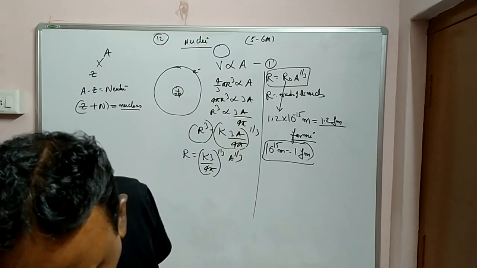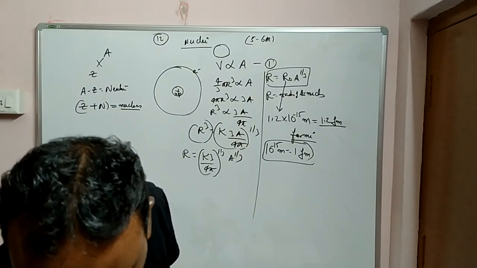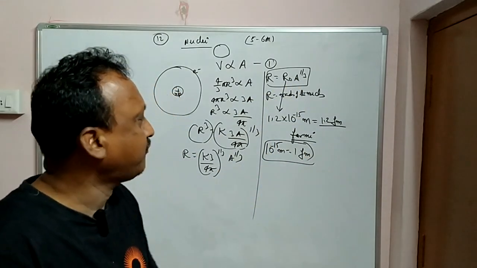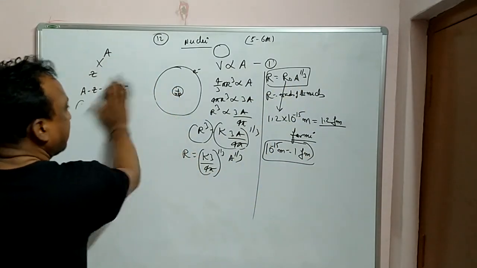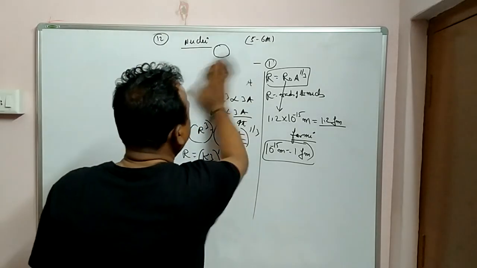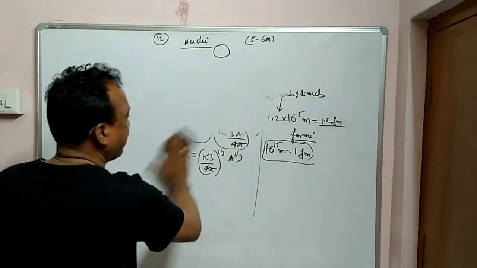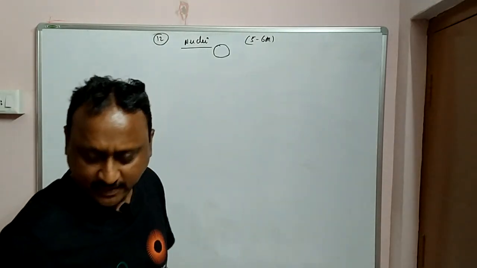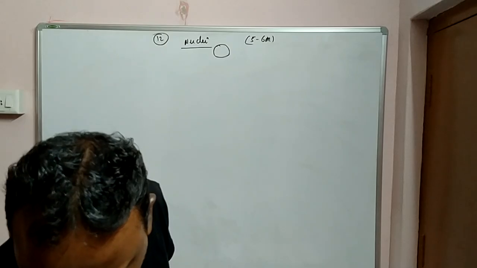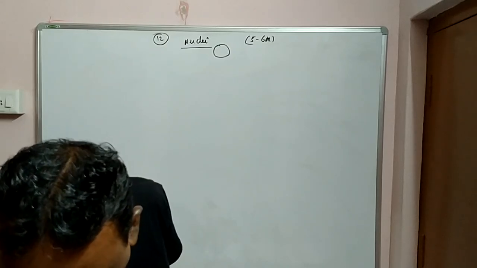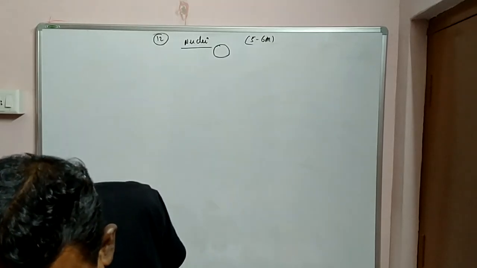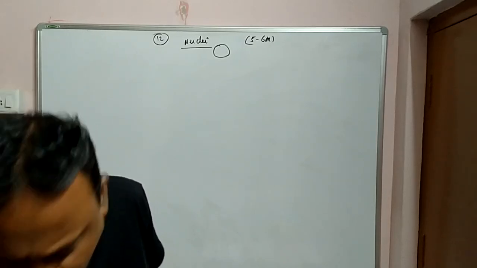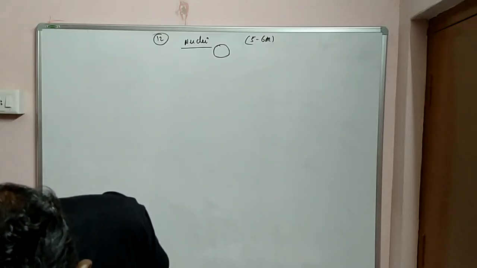So this r is called the radius of the nucleus. It is a very small, constant value, 1.2 Fermis, or 1.2 into 10 to the power of minus 15 meters, and as we know, 10 to the power of minus 15 meters is equal to 1 Fermi. Fermi is the unit, named after the scientist. So finally we got the nucleus radius value, that is 1.2 Fermis. Shall we go to the next one now?